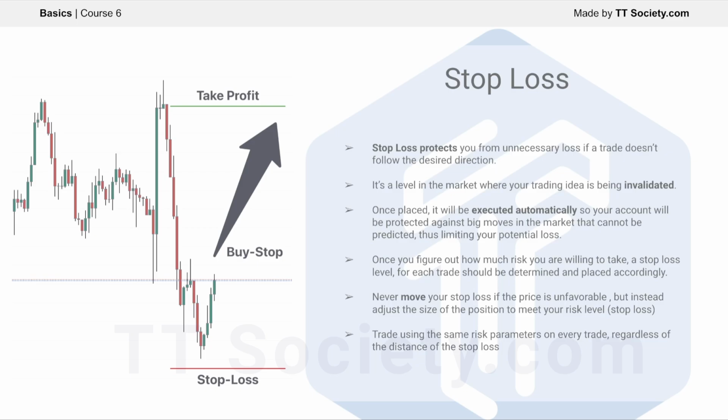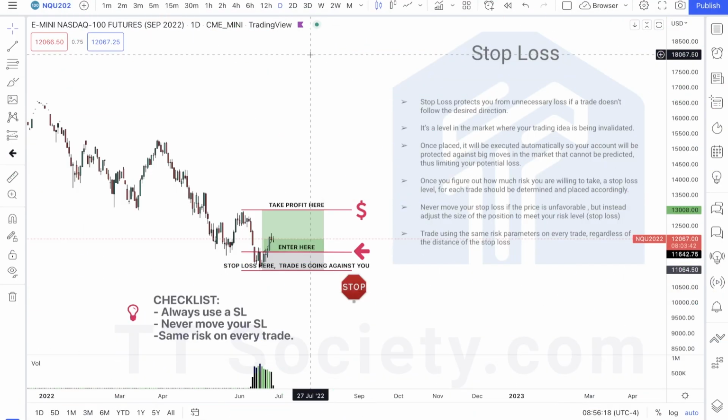Never move your stop loss if a trade is unfavorable. Adjust the position size. Maybe your position is too big. Trade using the same parameters on every trade, regardless where your stop loss is. And let's have a look at some examples on TradingView. Stop loss placement.